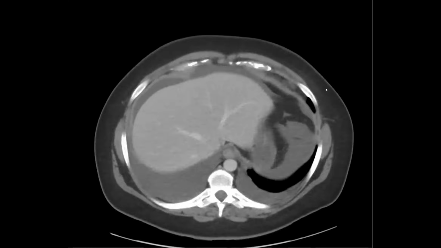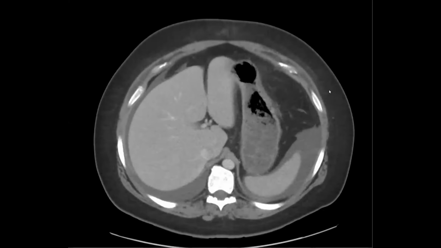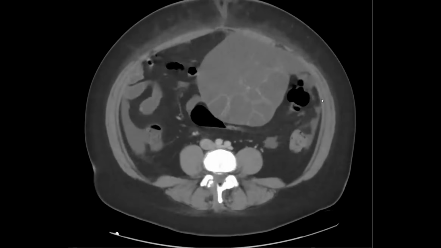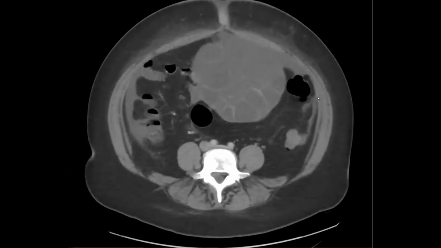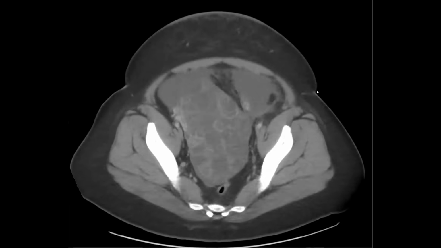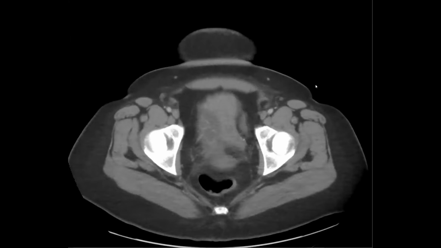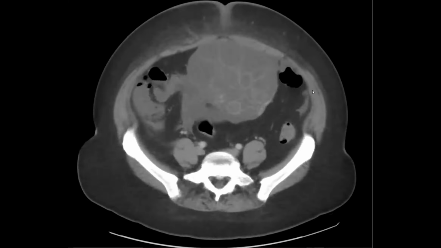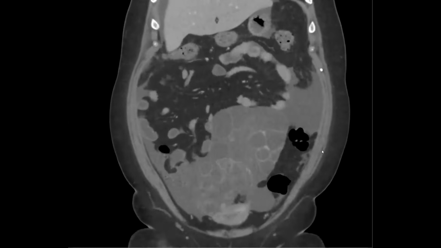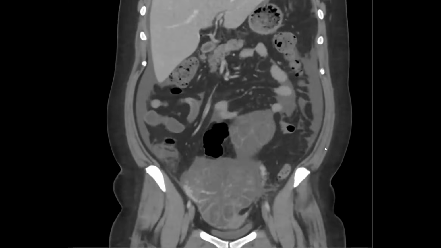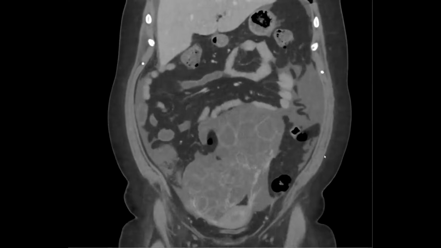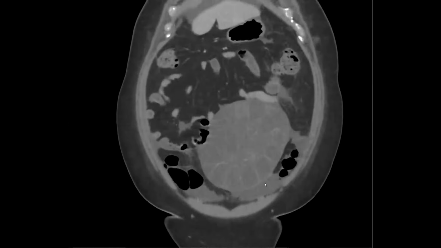Okay, so we've got some effusions, ascites. What do you guys think? Is the patient getting ovarian hyperstimulation syndrome? Yeah, exactly. Okay. So this was actually just after they had egg harvesting, and they have ovarian hyperstimulation syndrome.